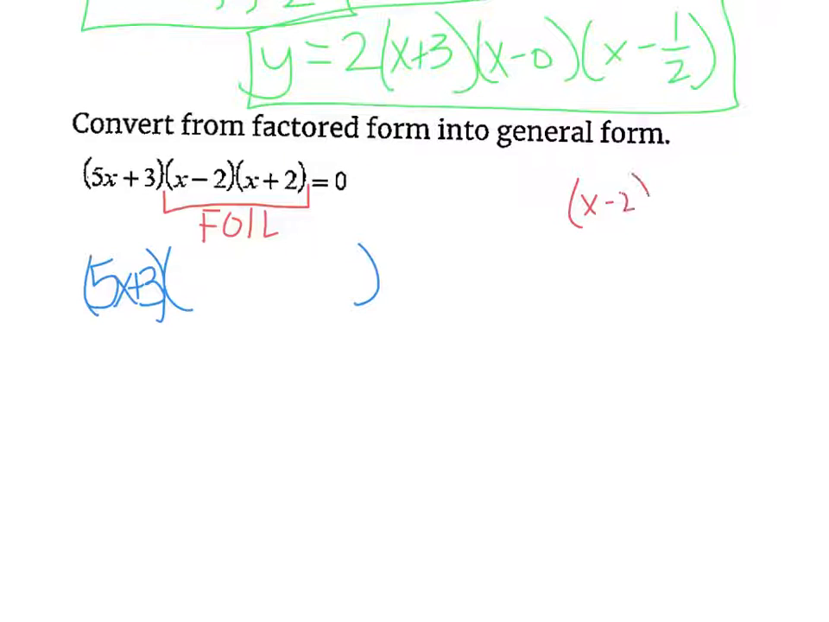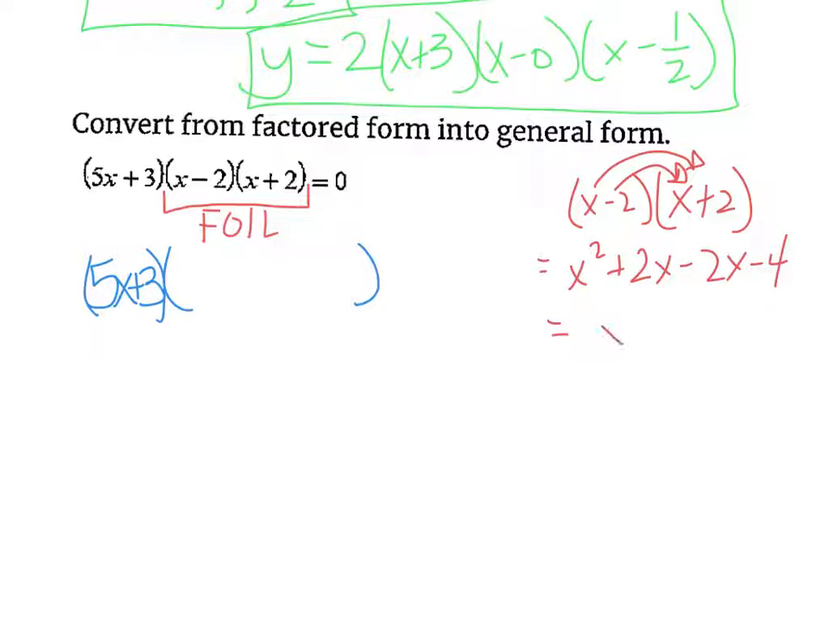X minus 2 times x plus 2 means to double distribute. X goes into everything over here, and negative 2 goes into everything over here. I get a product of x squared plus 2x minus 2x minus 4. And when I collect like terms, I get x squared minus 4. X squared minus 4 is part of the next step. Again, I need to take the third factor that I didn't use yet and multiply it in.